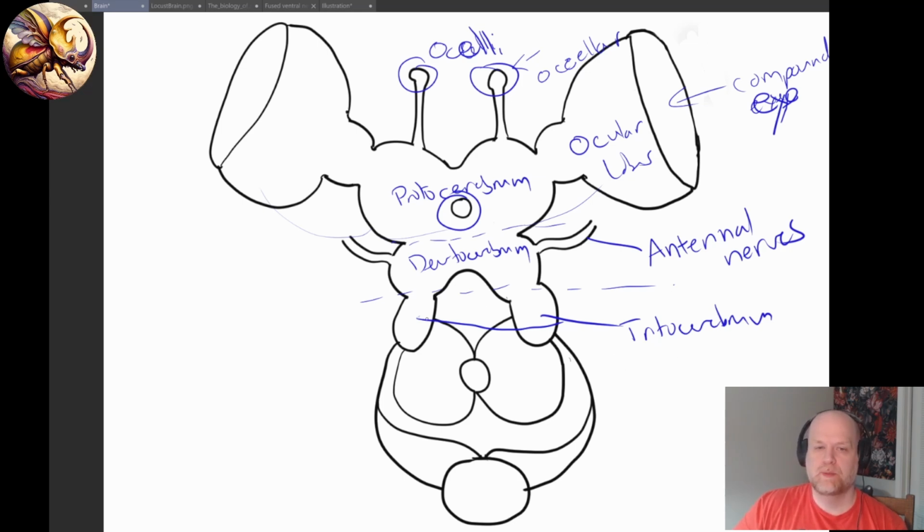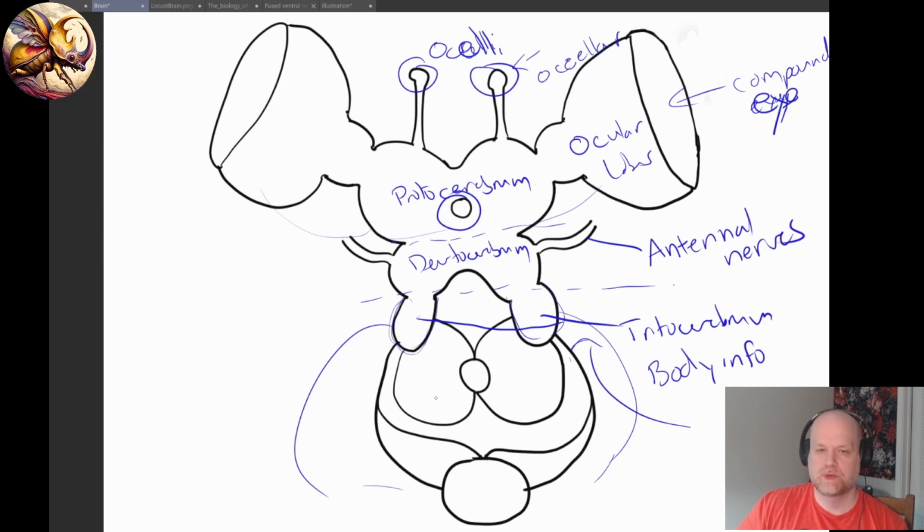And then the tritocerebrum, this is kind of a leftover remnant of crustacean evolution. And on crustaceans, this would control the second pair of antennae. Insects only have 1 pair of antennae. So in insects, the tritocerebrum is usually highly reduced, and it kind of controls body information. A lot of the body information comes into the tritocerebrum and gets processed. A lot of nerve cords come off of this tritocerebrum.